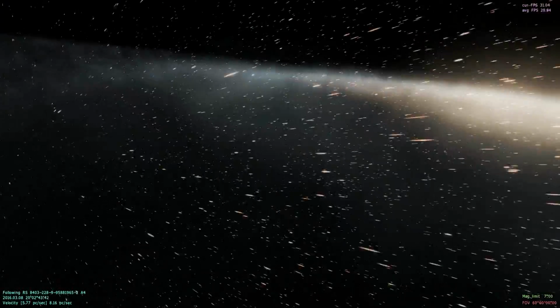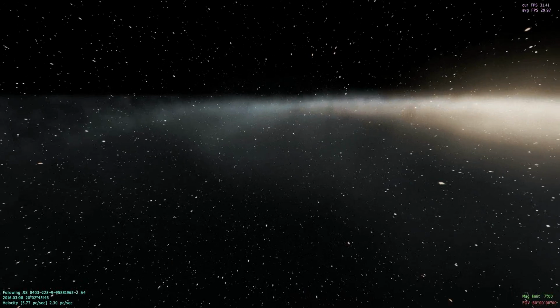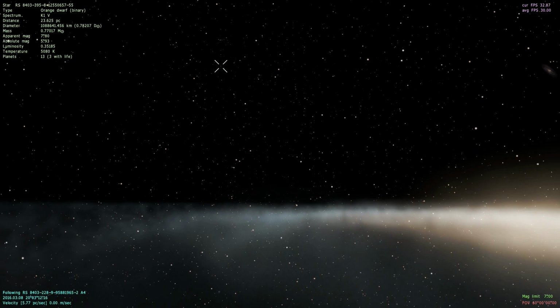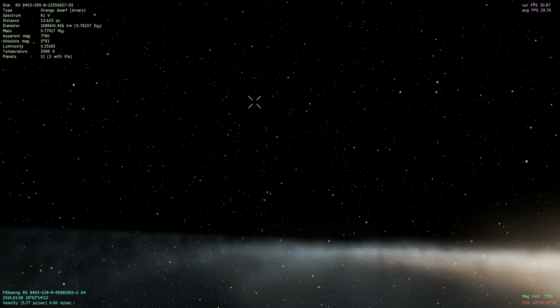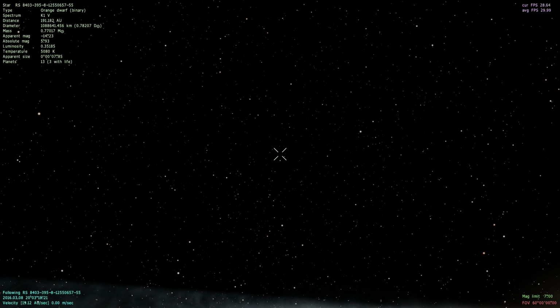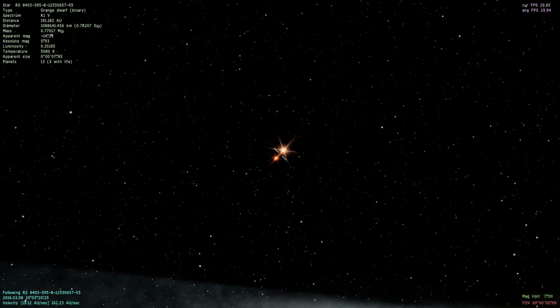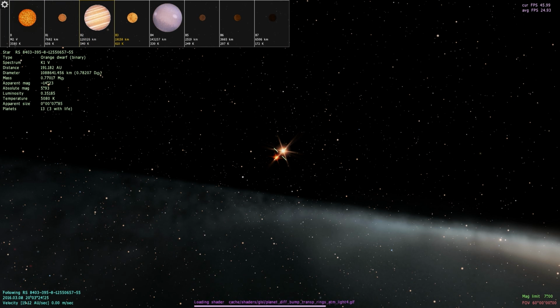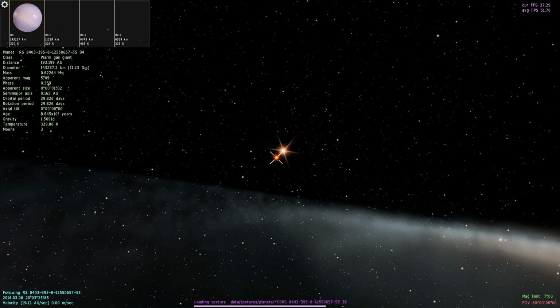So this seems like a good spot. Let's start clicking around. Oh, here we go. 3 planets with life. 3 planets. Now, I'm probably just going to choose whichever one looks the coolest, because I'm not going to have time to do all 3.